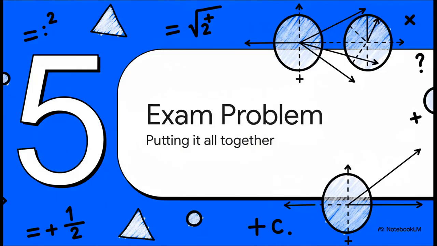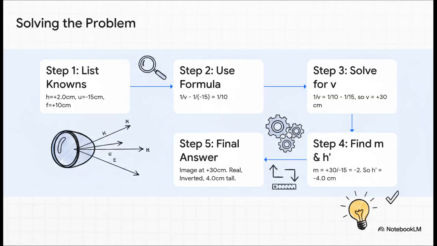All right, theory time is over. You've got the rules, you've got the formulas. Now it's time to put it all together and walk through a typical exam problem step by step. Let's see this stuff in action. Okay, let's break this down. Step 1, list what we know and don't forget the signs. Object height is upright, so it's +2. Object distance u is on the left, so it's -15. It's a convex lens, so f is positive, +10.